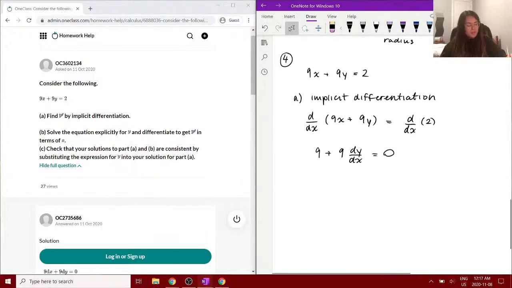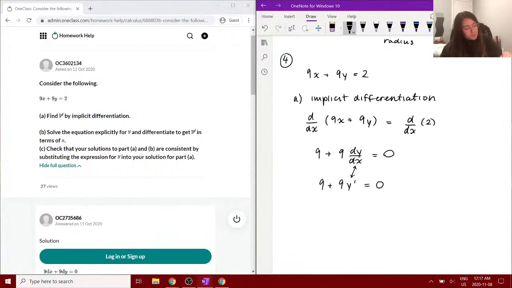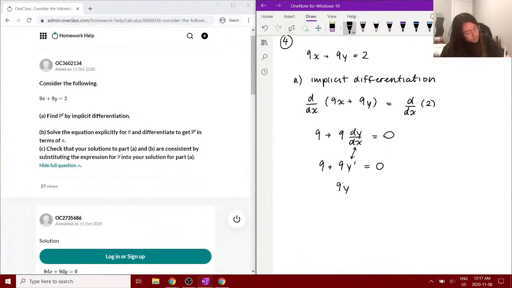Okay, so it did ask for y prime or dy by dx. I'll just rewrite it in that notation. They're equivalent, so they mean the same thing. So that means we just have to rearrange. We have 9 y prime equals minus 9. Therefore, if you divide both sides by 9, you get y prime equals minus 1. So that's the answer for the first derivative of y using implicit differentiation.